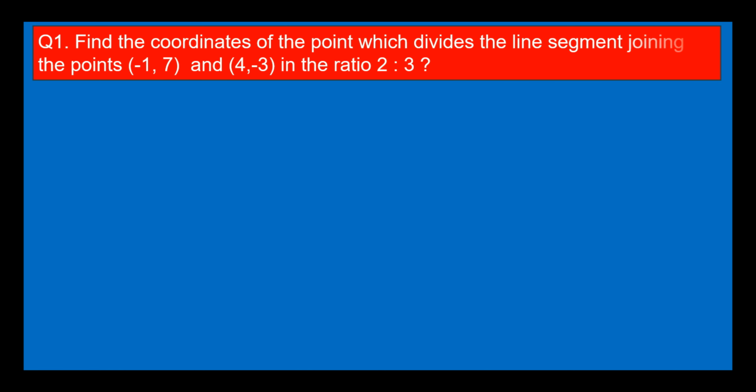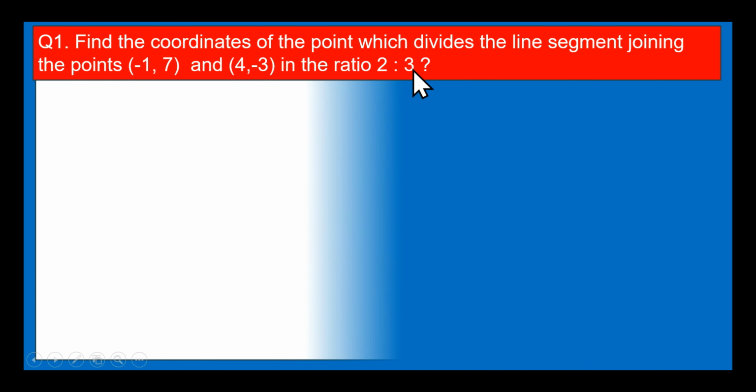Dear students, here is question number 1. Find the coordinates of the point which divides the line segment joining the points (-1, 7) and (4, -3) in the ratio 2:3. I shall repeat. Find the coordinates of the point which divides the line segment joining the points (-1, 7) and (4, -3) in the ratio 2:3. Here is the solution.